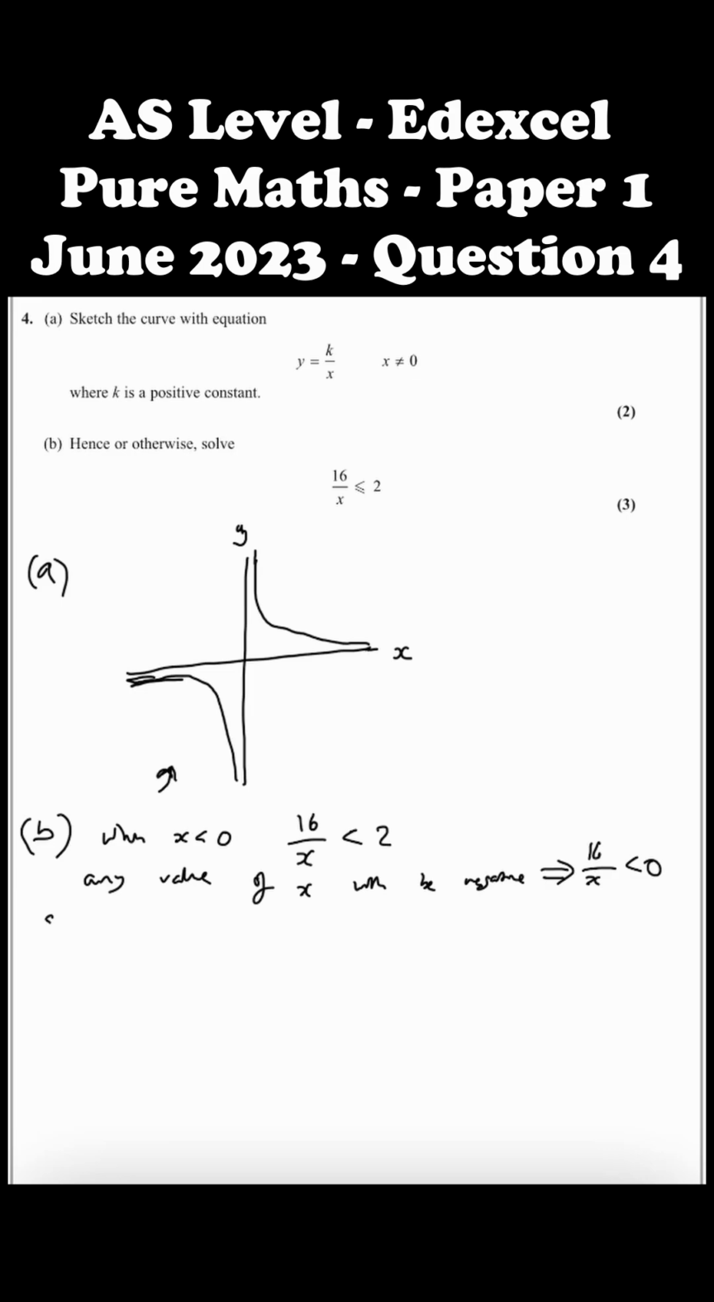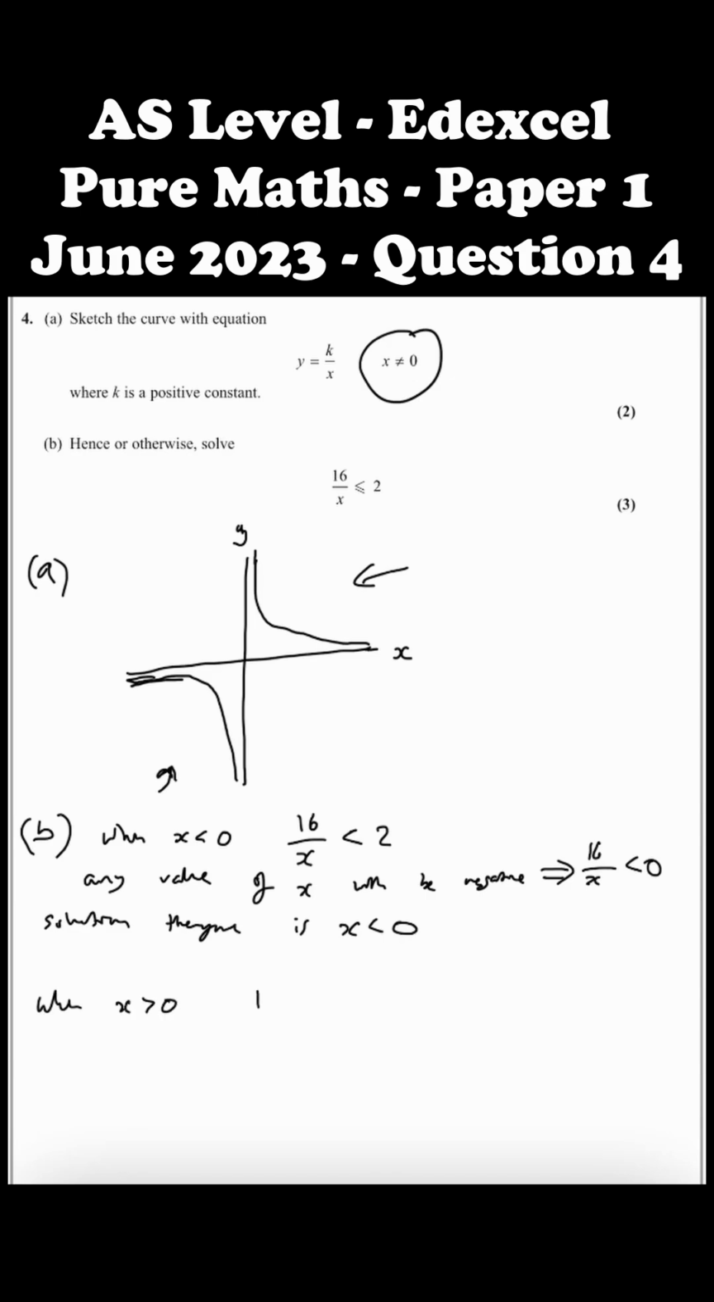So, solution, therefore, is x is less than 0. Being careful not to use x is less than or equal to 0, as we know x is not equal to 0. And now if we look at this quadrant, this is for the positive x, so we'll say when x is greater than 0.